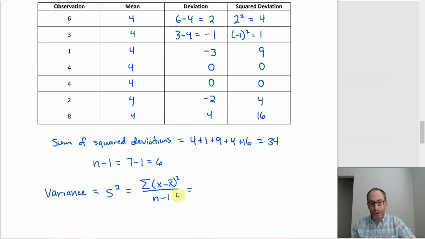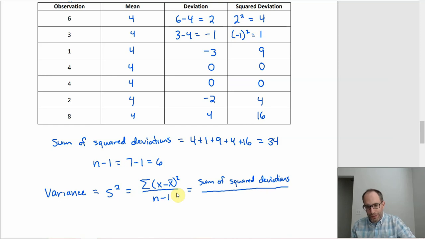Because that numerator, it's, in words, the sum of the squared deviations. So it's that over n minus 1. So this is going to be 34 over 6. Or I suppose if you want to reduce that, you could say that's 17 over 3. Which for now, I'm not going to really do a whole lot there.